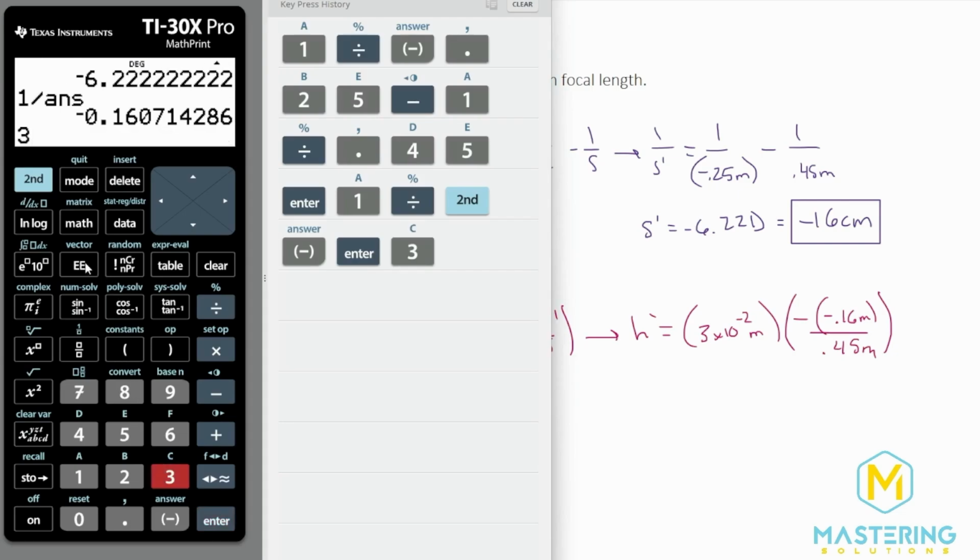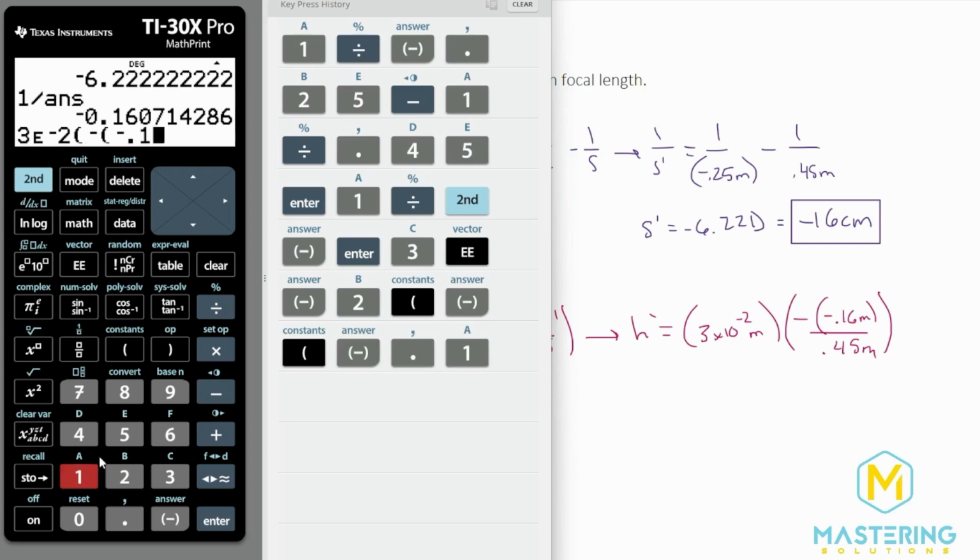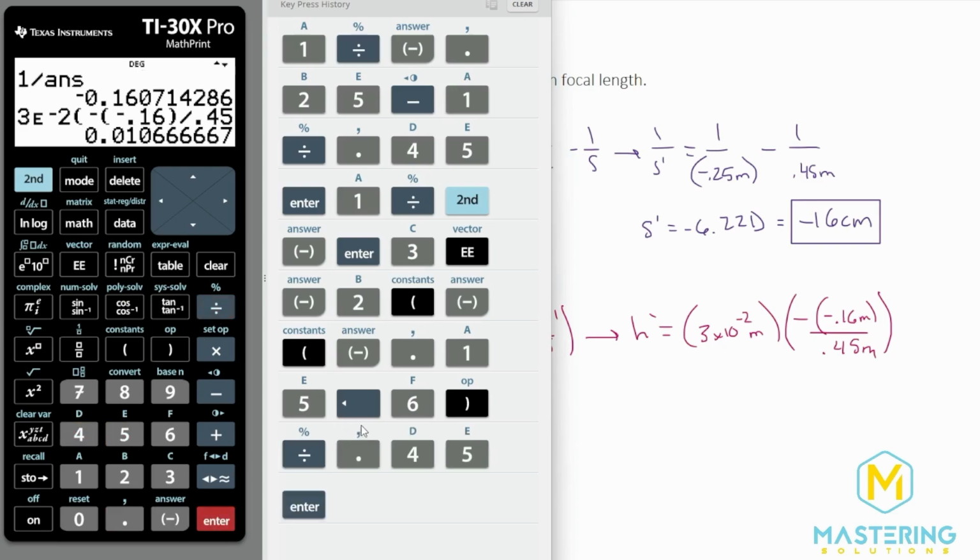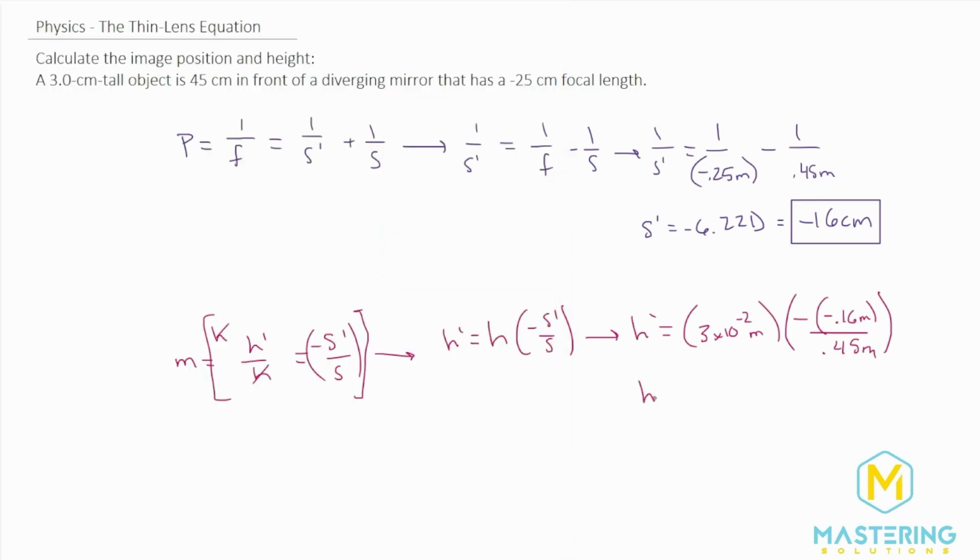So now we have 3 times 10 to the negative 2 multiplied by a negative 0.16, divided by positive 0.45. So we have the answer in meters here, and we want centimeters. So we'll say 1.1 if we round it. So the image height is 1.1 centimeters tall.